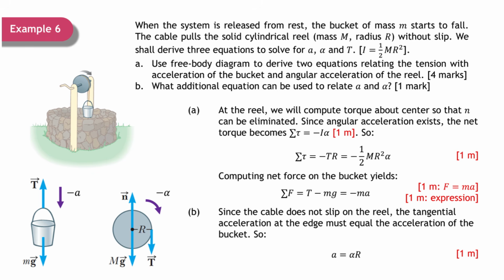In this example, we combine linear motion and rotational motion. First, draw separate free body diagrams for the bucket and the reel. Apply Newton's second law for rotation to the reel by taking moments about its center. Then, apply Newton's second law for translation to the falling bucket. Finally, because the cable does not slip on the reel, the linear acceleration of the bucket equals the tangential acceleration at the rim of the reel. These three equations can then be solved simultaneously to determine the tension, linear acceleration, and angular acceleration.